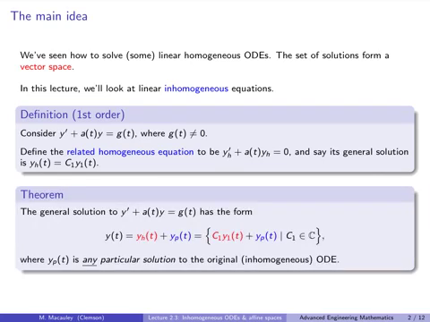Here's the main theorem, and it should be easy to see how it generalizes beyond just first order. The general solution to an inhomogeneous equation has the following form. y of t equals yh of t plus yp of t, where yh of t solves the related homogeneous equation, and yp of t is any particular solution to the original inhomogeneous ODE. In other words, it has the following form: c1 y1 of t plus yp of t, where c1 is any real or complex number if we are going to allow those.